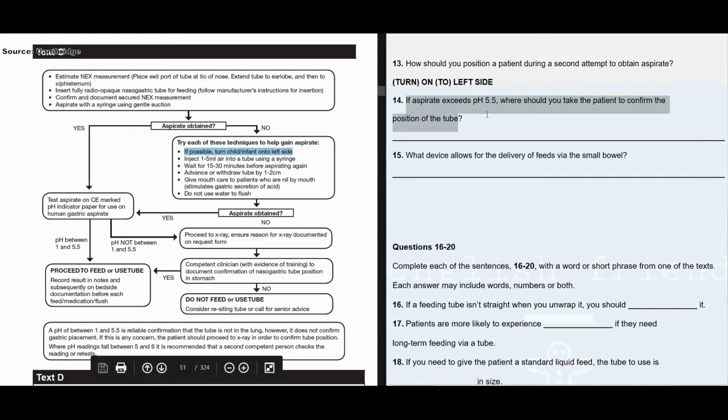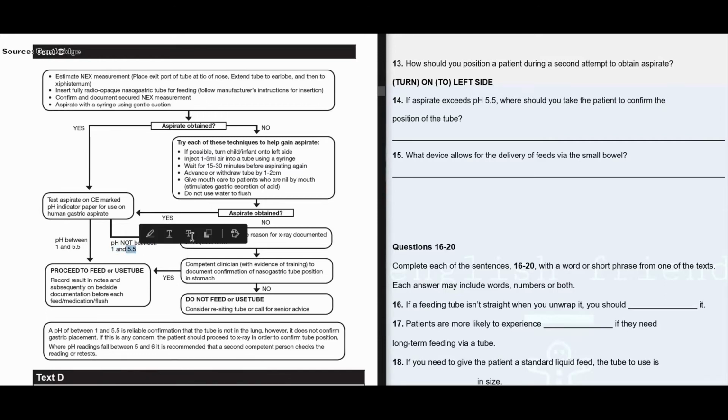Now question number 14. If the aspirate exceeds pH 5.5, where should you take the patient to confirm the position of the tube? So regarding the pH, here you may see if the pH is not between 1 and 5.5, or in other words, if it exceeds 5.5, proceed to X-ray. Ensure reason for X-ray documented on request form. So the answer is to X-ray. You may write department if you need, or the answer can be even radiology.